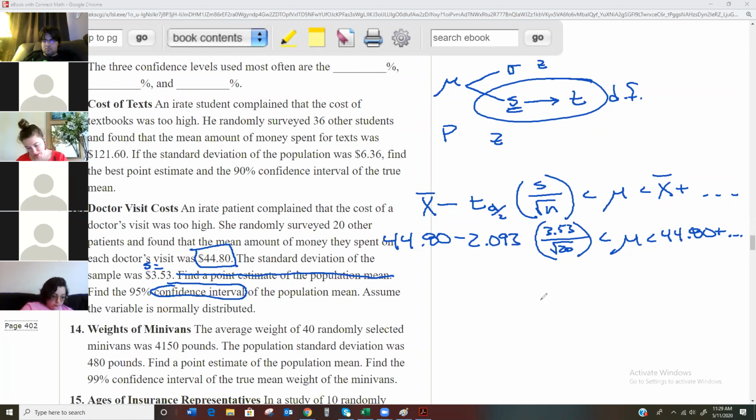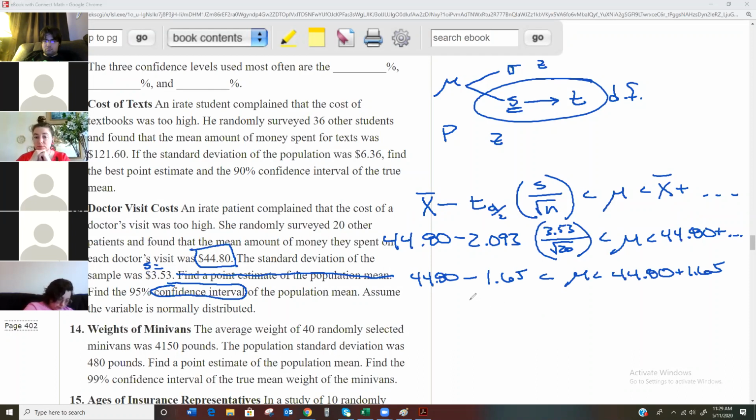1.65. Everybody, are other folks getting that? Yeah, that's what I got. Yes, 1.65. Perfect. So we're going to take that 44.80 and subtract $1.65 and add $1.65 to get our interval.